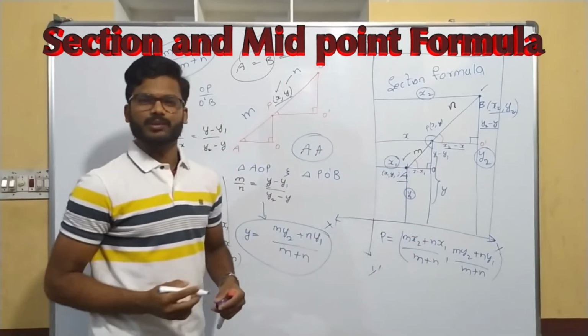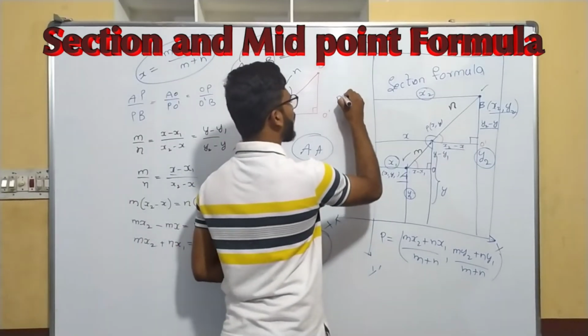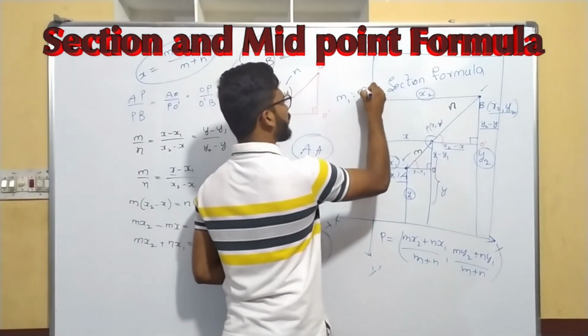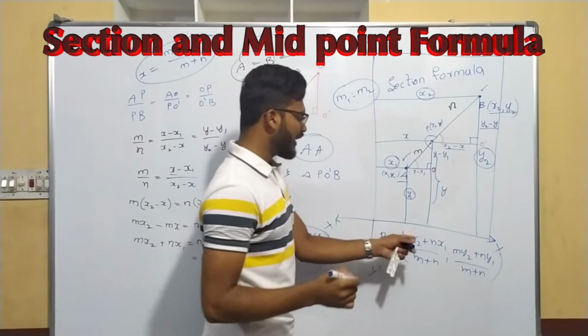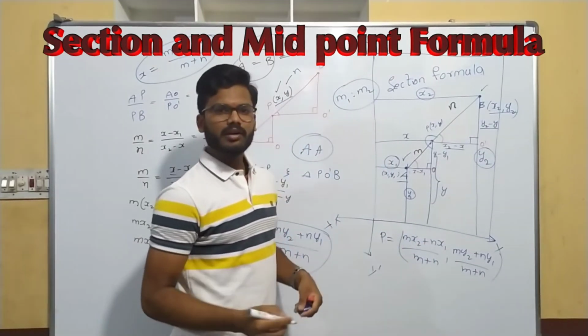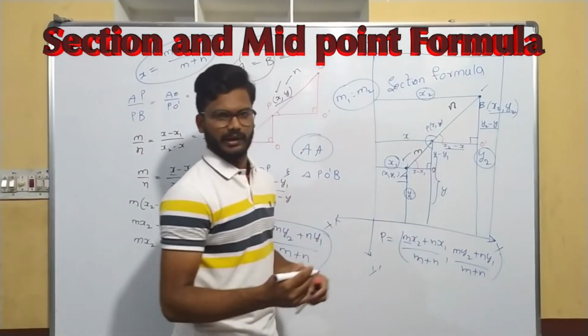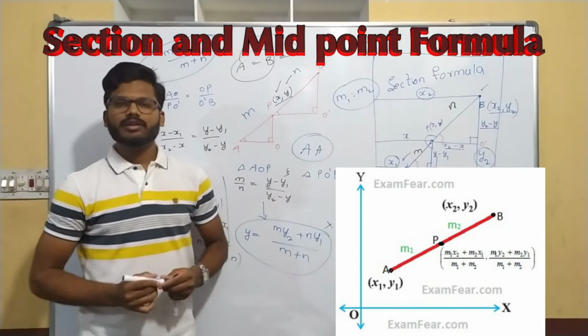In some of your textbooks, instead of m and n, they will take the ratio as m1 is to m2. Then in the place of n we will get m2 and in the place of m we will get m1. Nothing but m1x2 plus m2x1, like that we will get. Is it clear with section formula?